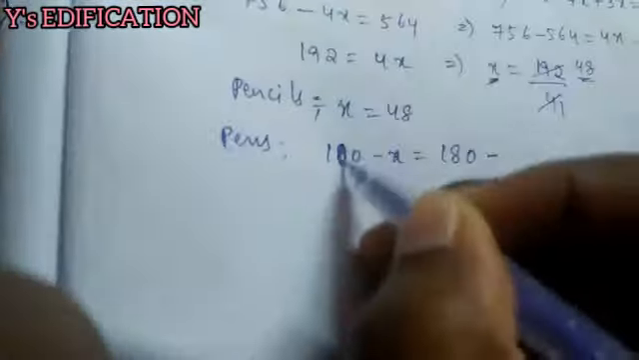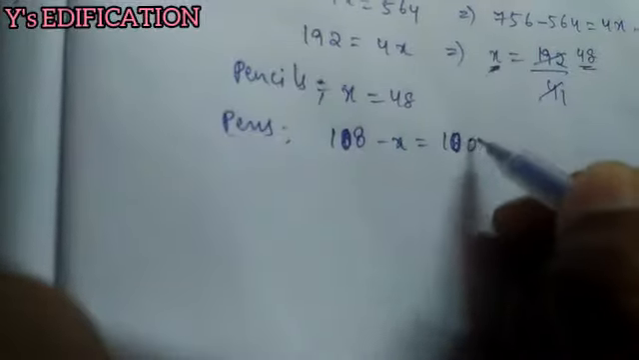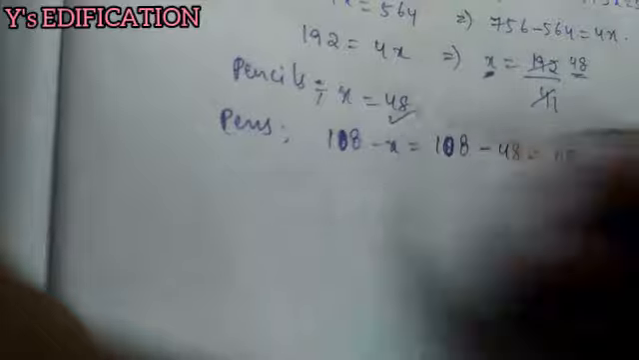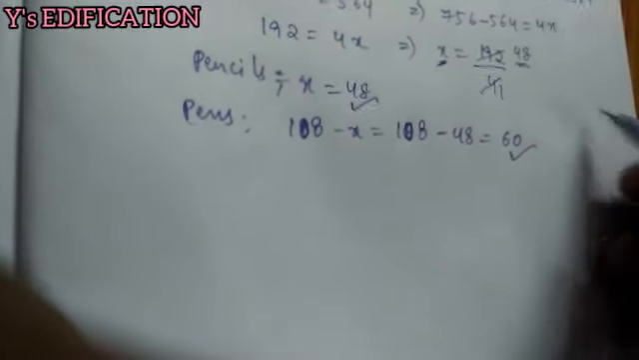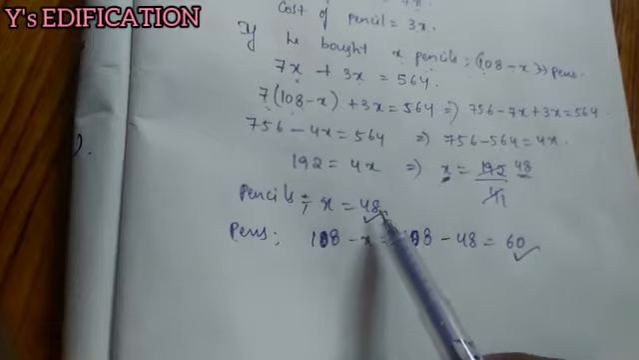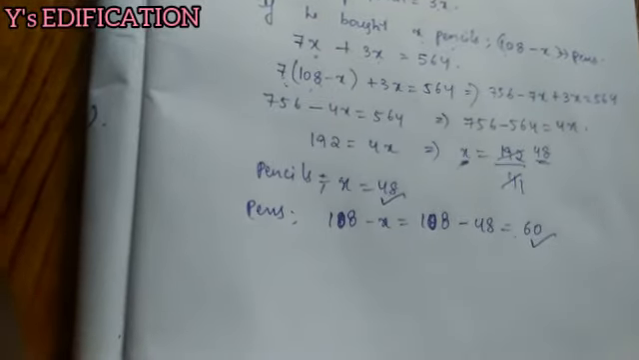Sorry, 108 minus X. So 108 minus 48 is 60. So he bought 48 pencils and 60 pens. So what is the total count? 48 plus 60 is 108. So he bought 566 rupees worth, 48 pencils and 60 pens.